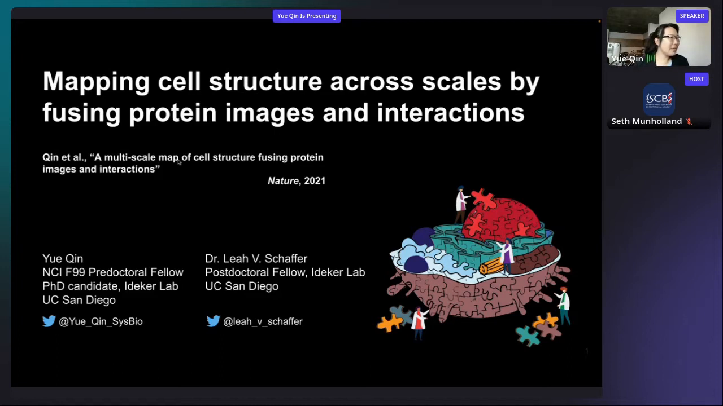Today I'll be sharing the current and future status of our recently published work, which, please check out our paper if you're interested. It basically gives you a method for mapping cell structure across a variety of scales by fusing protein images and interactions.